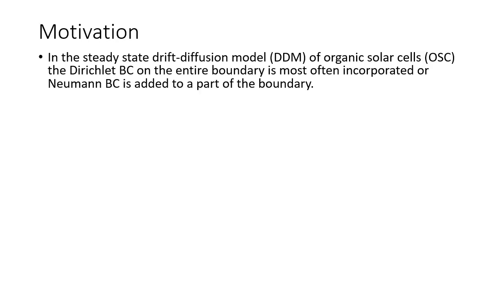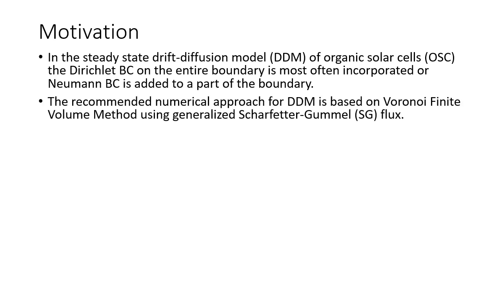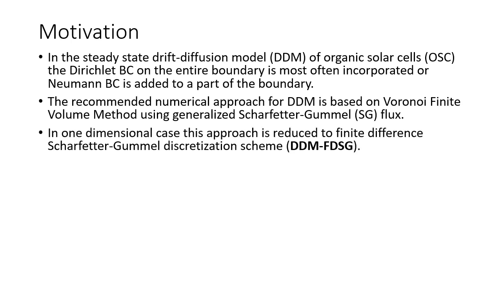In the steady-state drift-diffusion model, shortly DDM, of organic solar cells, the Dirichlet boundary condition on the entire boundary is most often incorporated, or a Neumann boundary condition is added to a part of the boundary. The recommended numerical approach for DDM is based on the Voronoi finite volume method using generalized Scharfetter-Gummel, shortly SG, flux. In the one-dimensional case, this approach is reduced to the finite difference SG discretization scheme, shortly DDM FDSG.